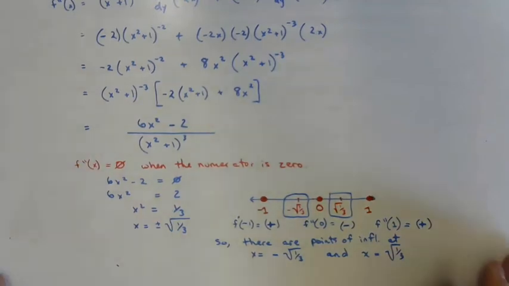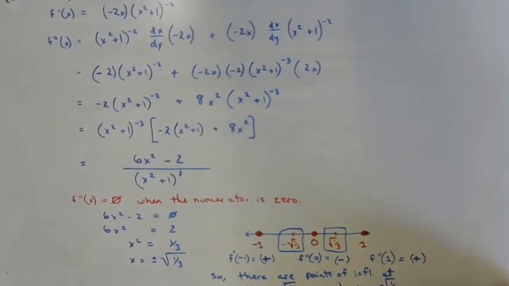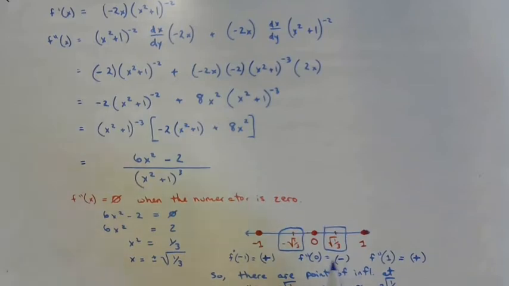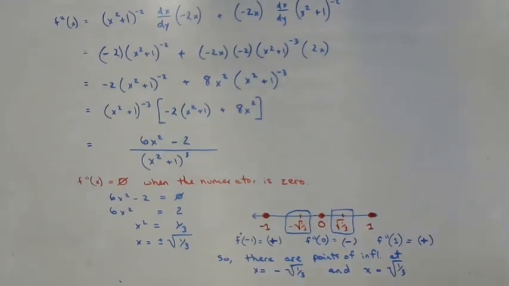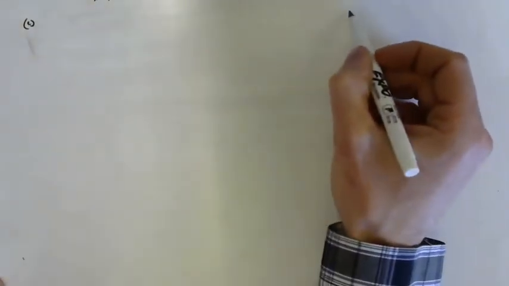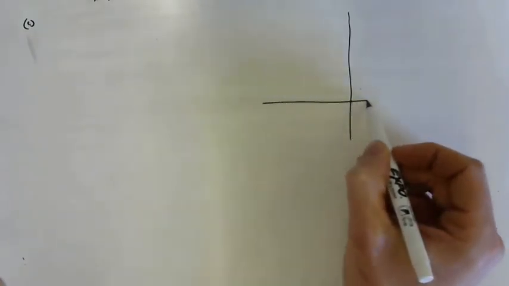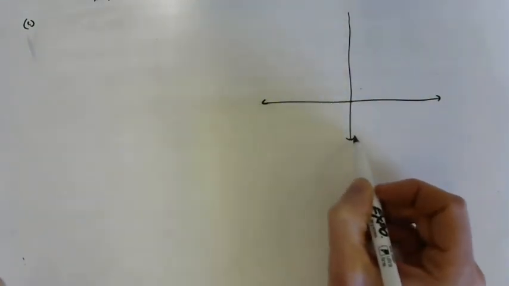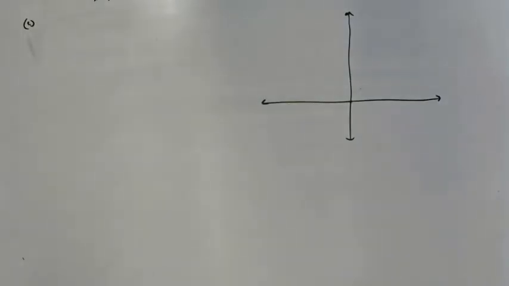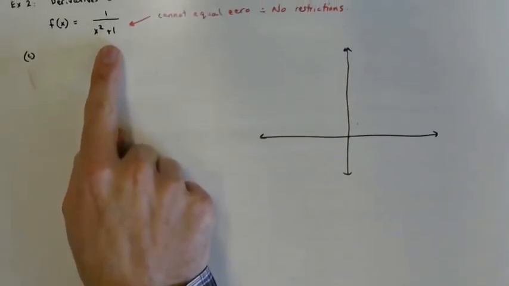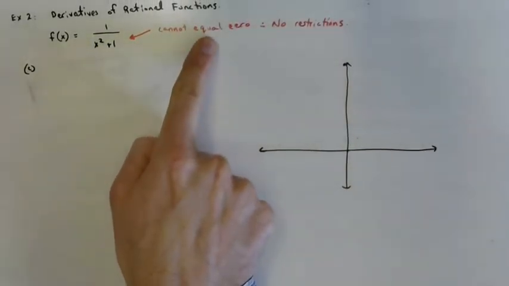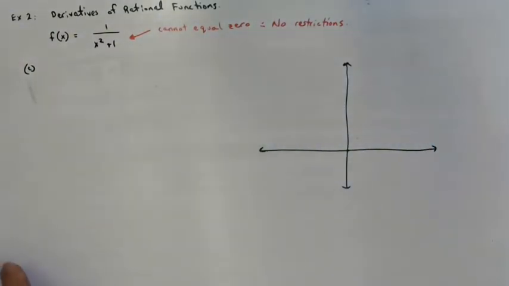So far we have found where it is increasing and decreasing, and we've also found that there is a point of inflection at these two roots of the second derivative. So in part C, we use what we know to explain why the graph never crosses the x-axis and why there are no vertical asymptotes. We already discussed why there are no vertical asymptotes, because the denominator of our original function can never equal 0. So there's no restriction on the domain.